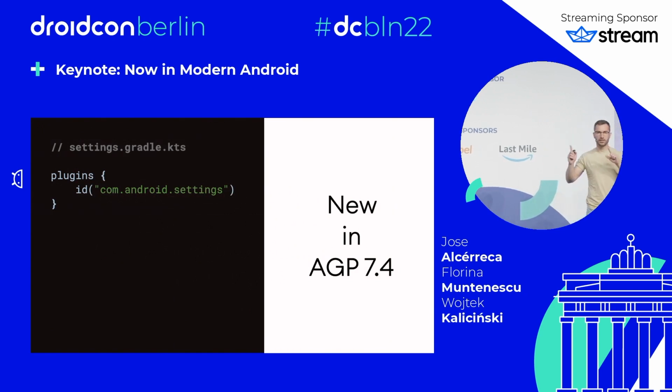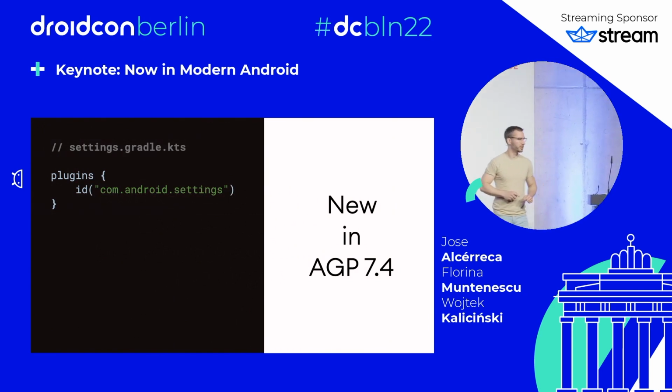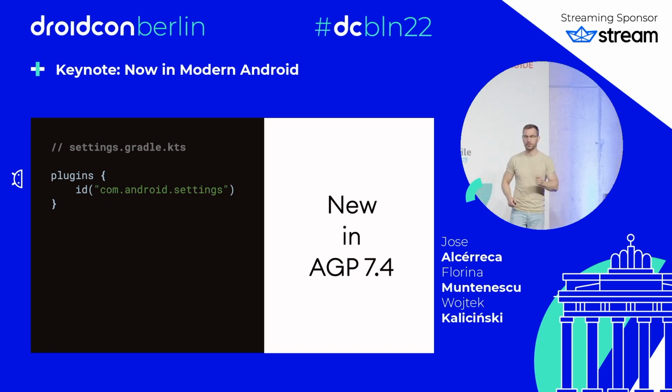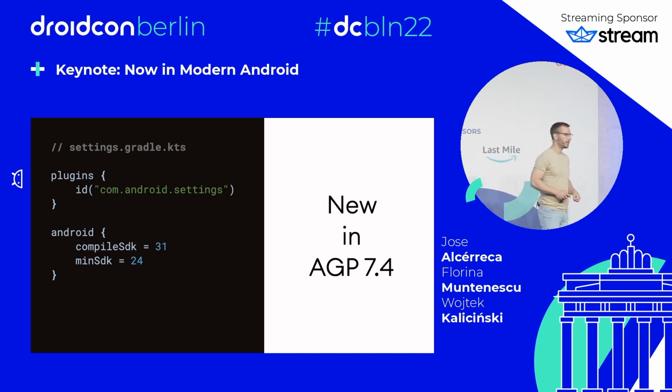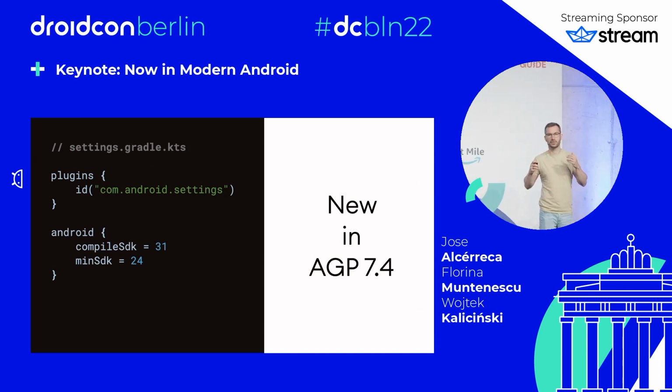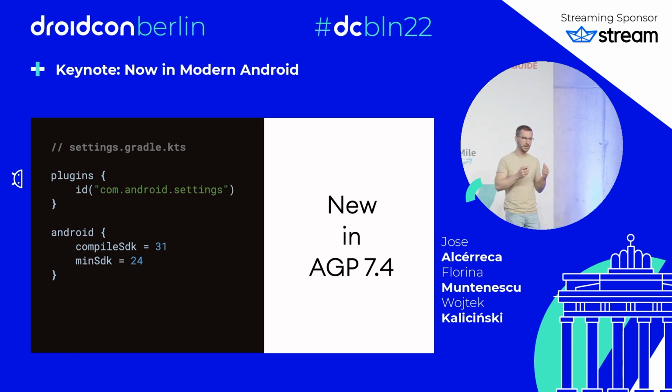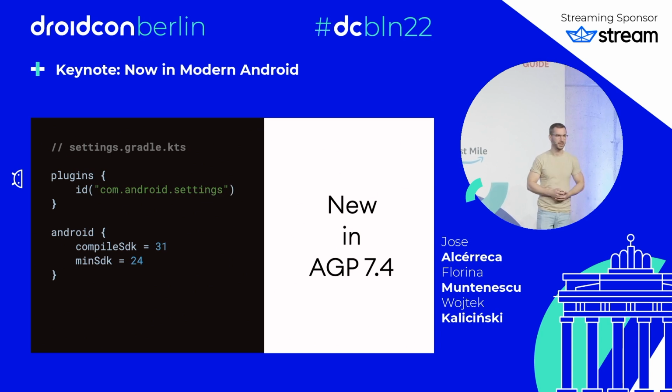One more thing on the build duplication topic. We're introducing a new settings plugin in Android Gradle plugin 7.4 that you apply to your settings Gradle file, not to your build file. And it basically lets you configure certain configuration options across all your modules in this one place. We're starting small with compile and min SDK, but we'll also be adding custom execution modes for CI and local development that will help with managing the performance of your builds.